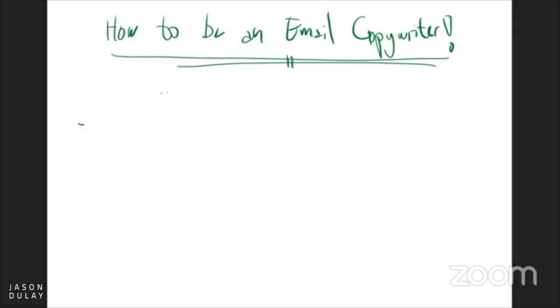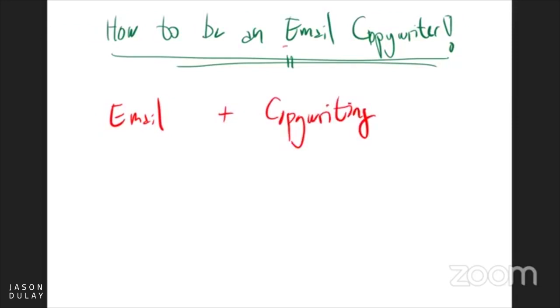So, what is email copywriting? Okay, so if we dissect that word, we have the word email, and then we have the word copywriting, right? So we have these two different words. Email, we already know what email is. We receive email all the time, Gmail, Yahoo, Hotmail, if you remember those days, and all these different email providers. But what is this copywriting?